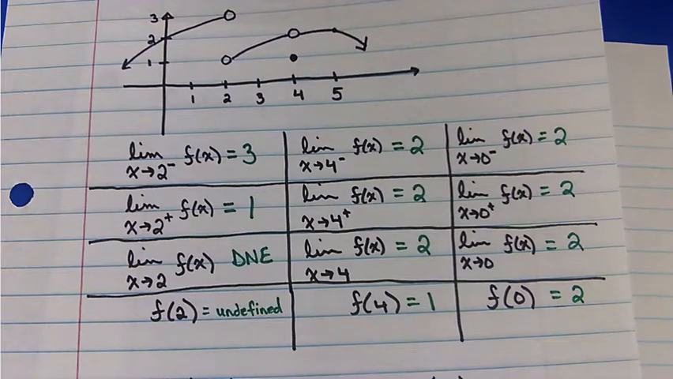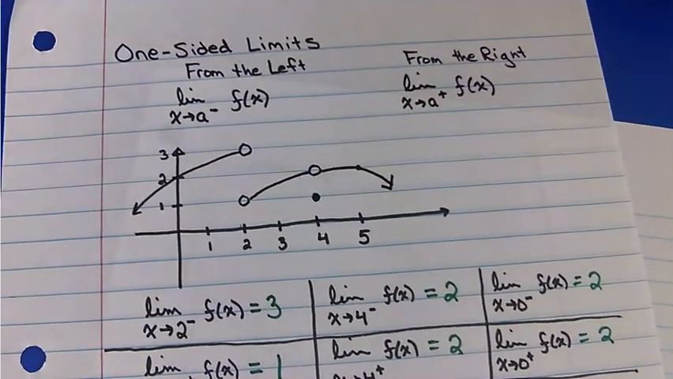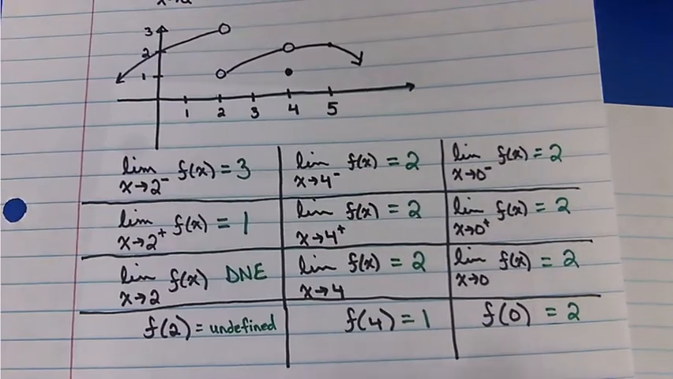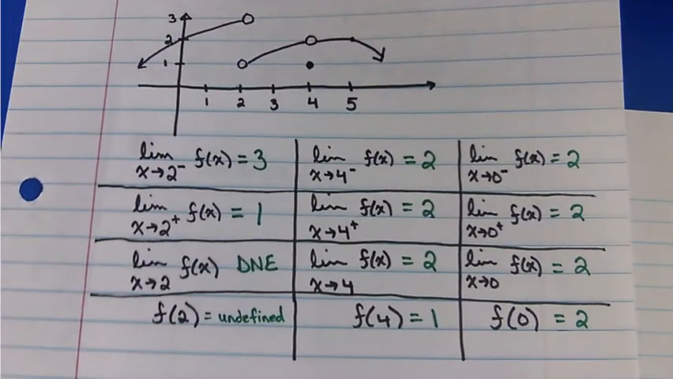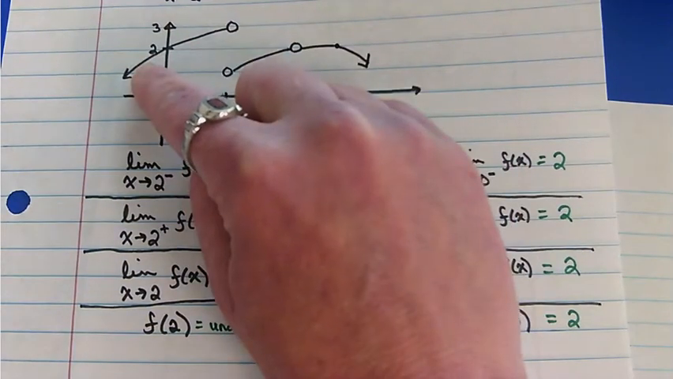Back some old notes. This was from the one-sided limits that we did earlier. And I wanted to talk about continuity. Okay, so when is the graph continuous? When is it connected? And when is it not continuous? When is it disconnected? So I'm going to look at this graph and let's talk about it.